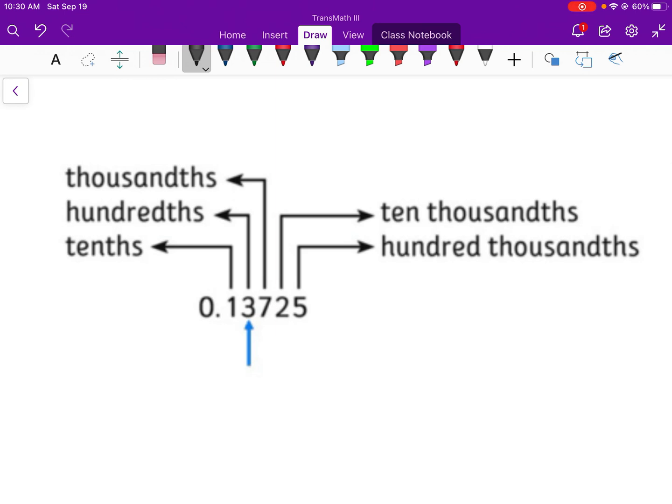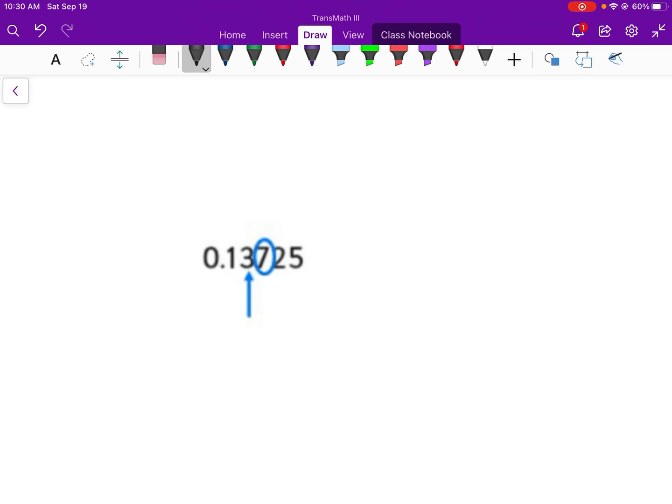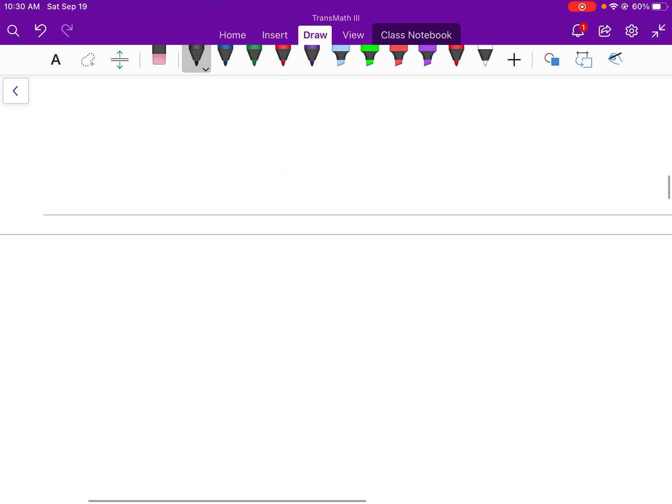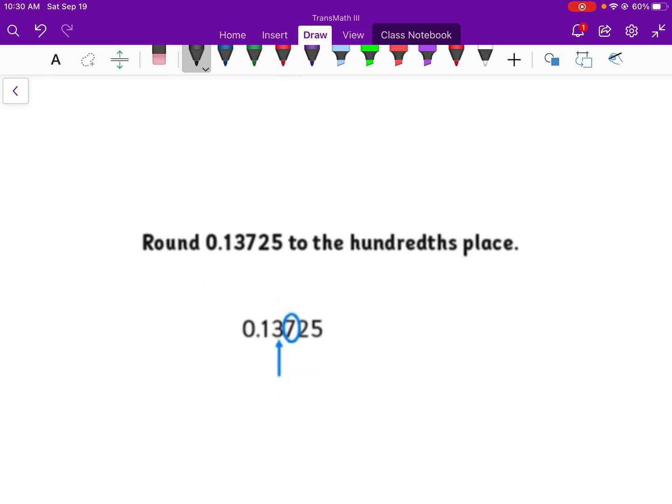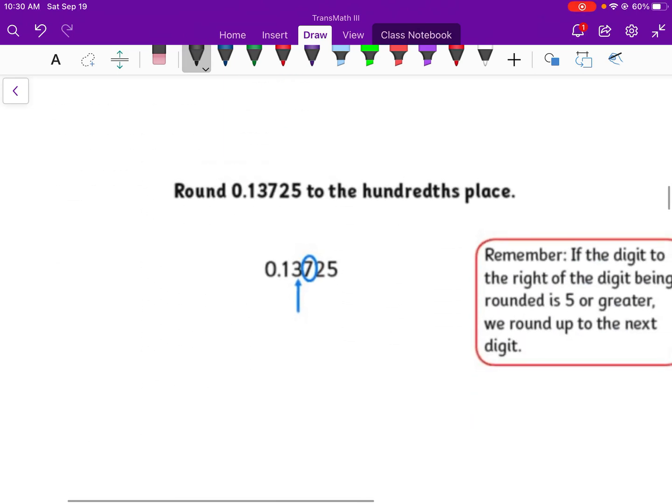So now let's say I want you to round to the hundredths place. The digit 3 is in the hundredths place. When we're rounding then, we're going to look at the digit behind it. So we're in the hundredths place, and we're going to look at the thousandths place to tell us if we're going to round up or stay the same. So if we round to the hundredths place in this case, we look at the 7. Anything 5 or greater, then we round up to the next digit. If it is smaller than 5, that's where we keep the hundredths digit the same.